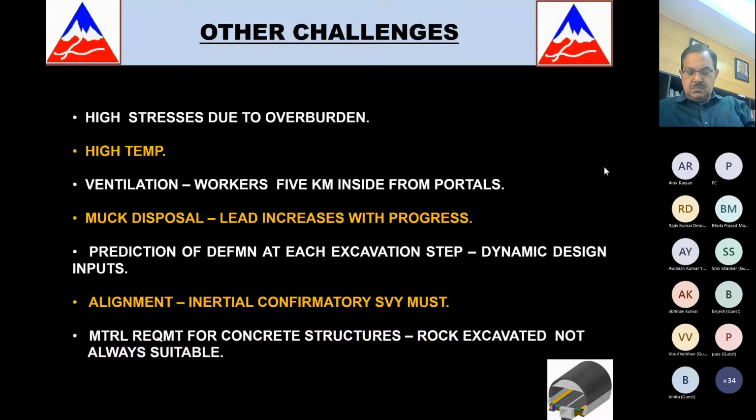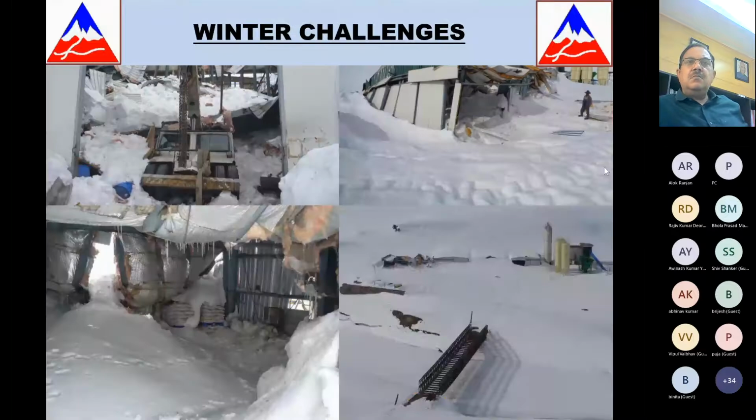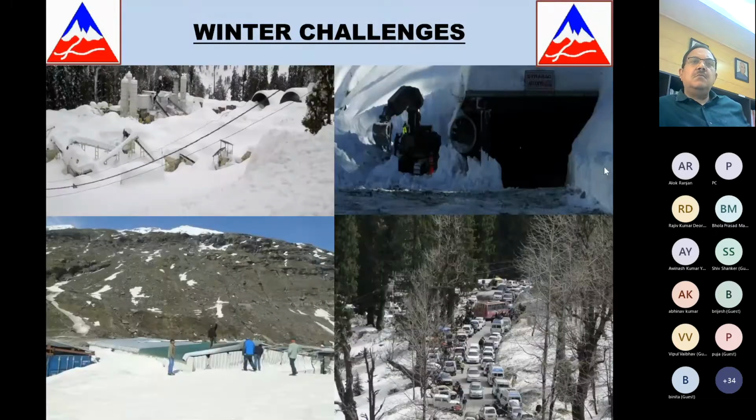Material requirement for concrete structures, because rock was not always suitable. Huge amount of concrete has to go into tunnels and all. So that itself was a challenge. Plus, we were concreting in the winters, so we had to ensure we are heating aggregate, and we had all our conveyors covered all the time. We had winter challenges in the form of snow. Our batching plants and all would get buried under the snow. Plus, because we were on the access to Manali, the traffic challenges were also there.